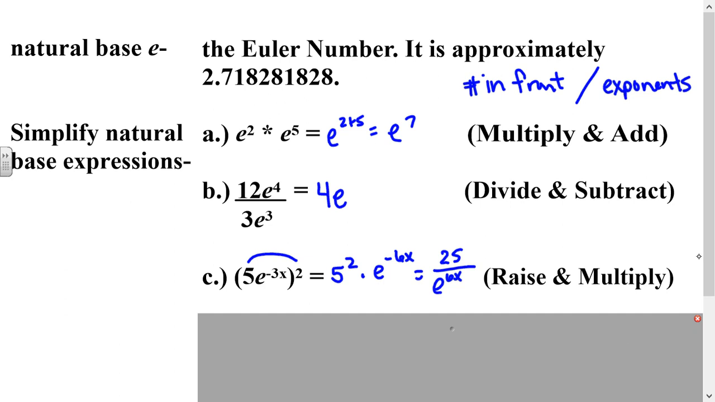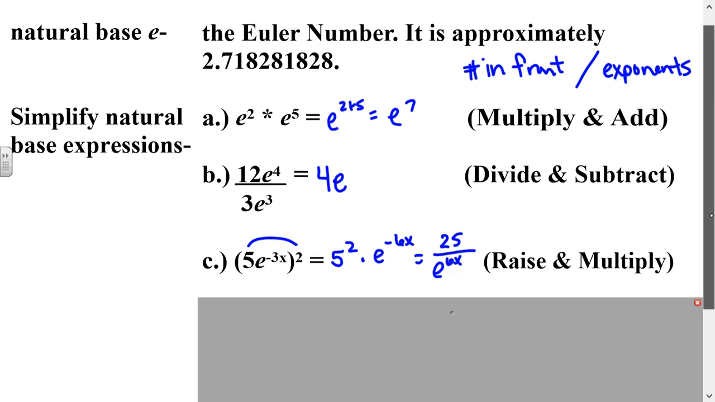So here are the 3 things that you need to remember. Multiply and add, divide and subtract, raise and multiply. So we multiply the numbers in front, add the exponents, divide the numbers in front, subtract the exponents, raise the number in front to the power, and multiply the exponents. If you remember these, you won't forget what you're supposed to do with each problem.